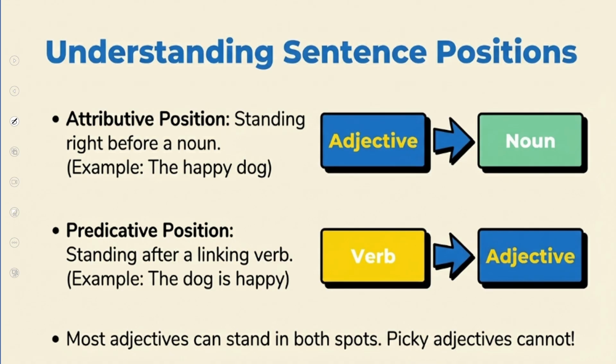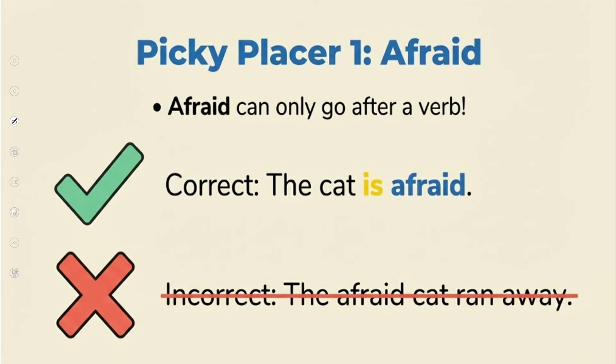Now, understand the position of the adjectives. Attributive position of adjectives means the adjective comes first and then comes the noun. This is the simple rule. Now, in some cases, we call adjectives predicative position, in which the verb comes first and then comes the adjective. How? Now let's look at this. And we call them picky adjectives. Got it?